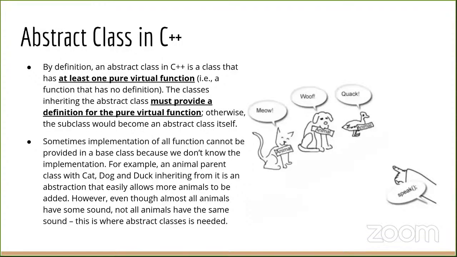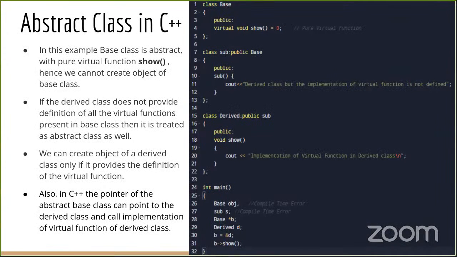Now let's look at an outline of an abstract class in C++. In this example, we have a class Base, which has a pure virtual function show in line number 4. Then we have an inheriting class Sub, which inherits Base. In this class, we have not provided the implementation of the pure virtual function show, so this class will be treated as abstract as well.